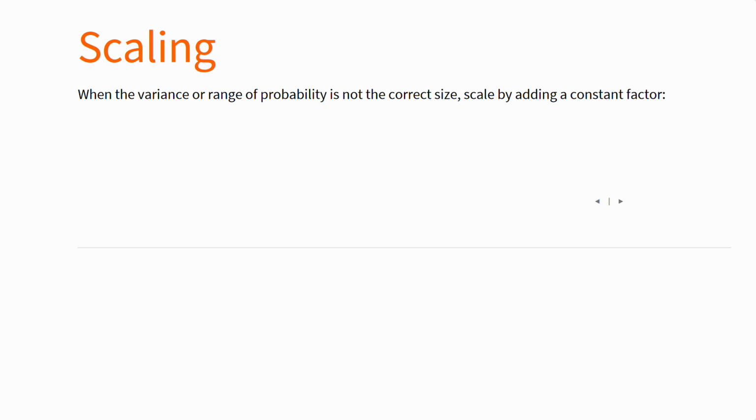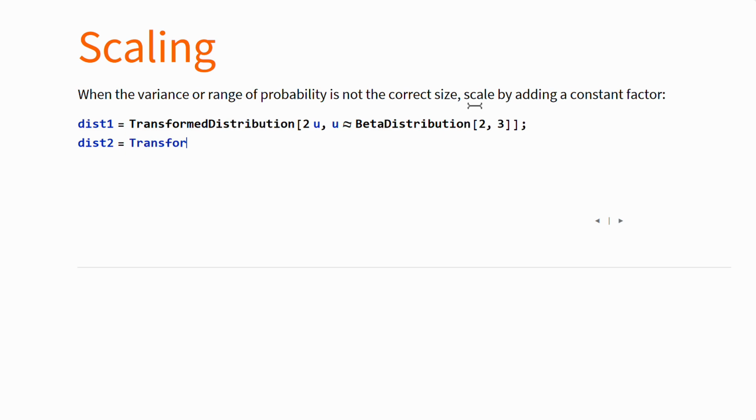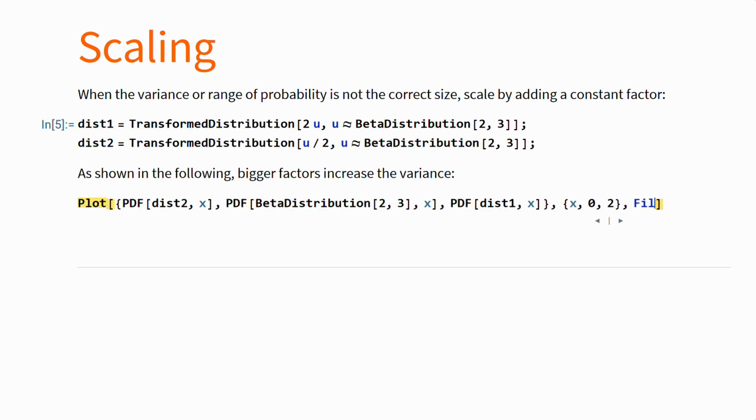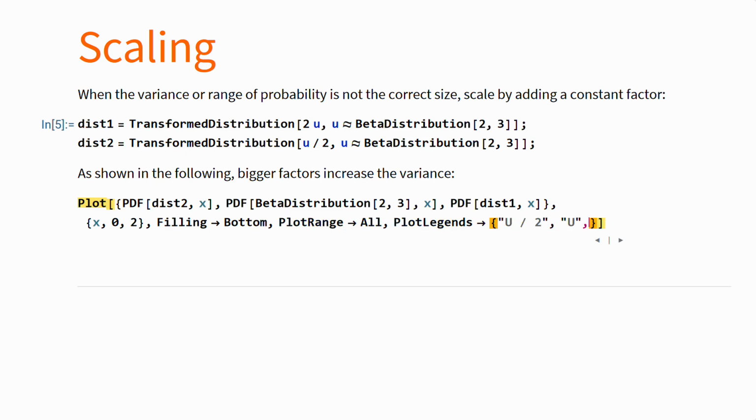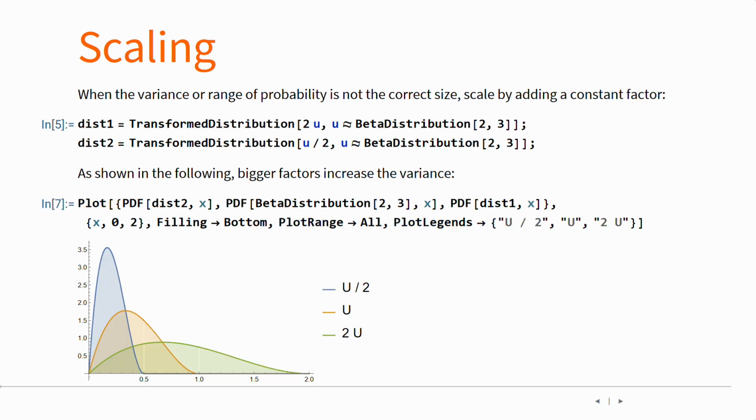What if you want to change the size of the domain? Well, that's called scaling, and all you need to do is multiply the variable. When multiplying by a constant k, the standard deviation is multiplied by the absolute value of k. Taking as an example the beta distribution, multiplying by 2 and dividing by 2, you can see that when all three distributions are visualized, the factor multiplies or divides the size of the domain.